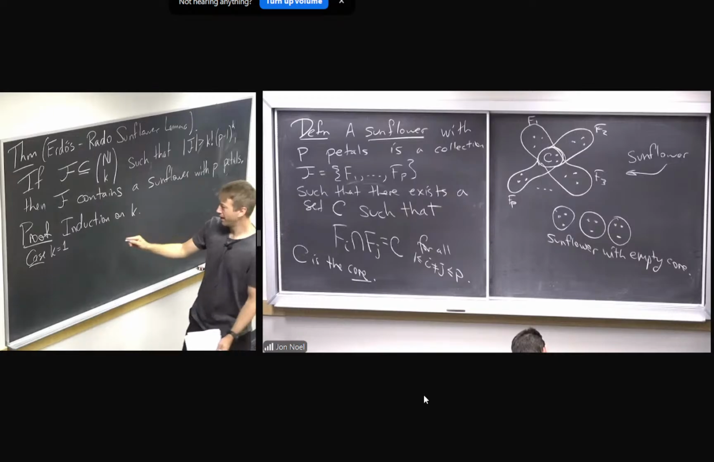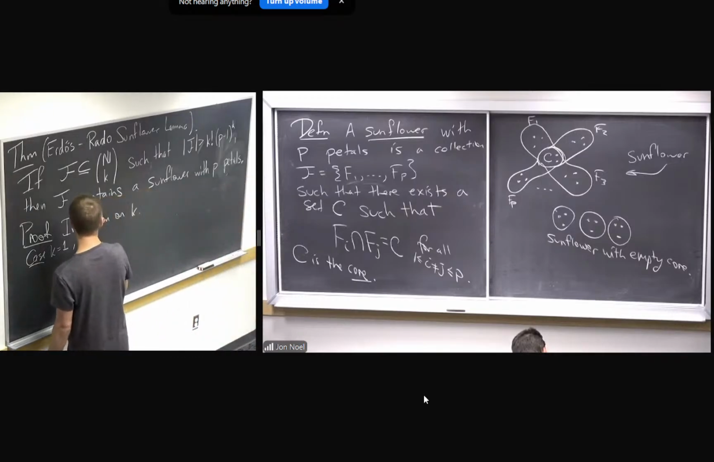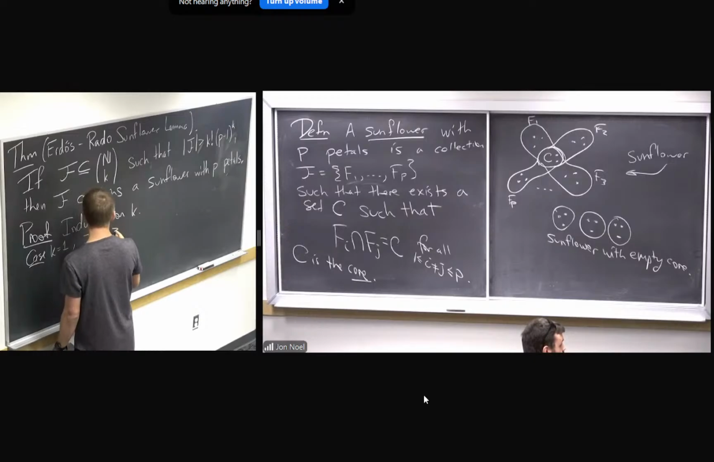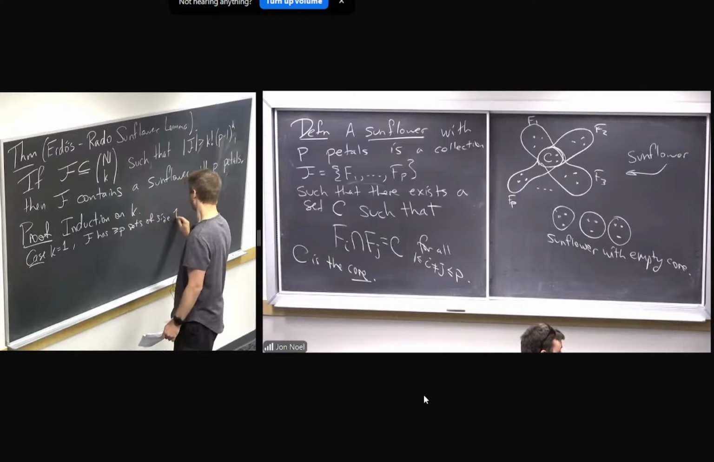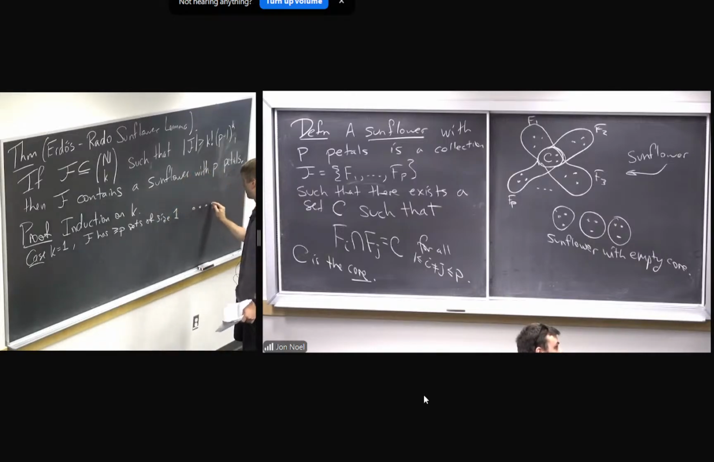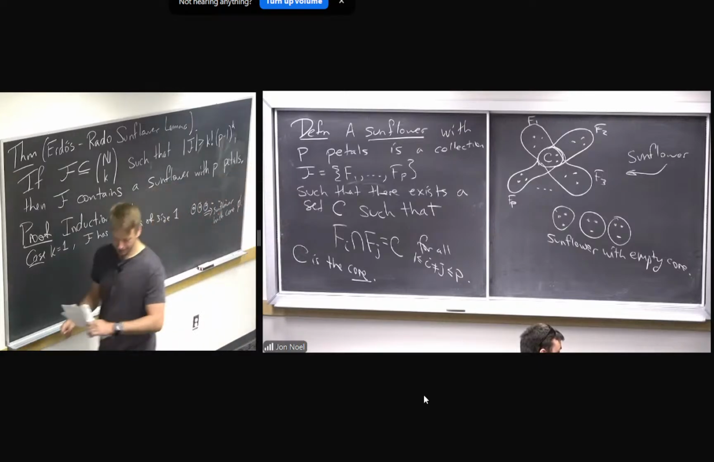So F has at least p sets of size 1, and yeah, that makes a sunflower. A sunflower with empty core. Okay, that's kind of trivial. Let's do the interesting part.